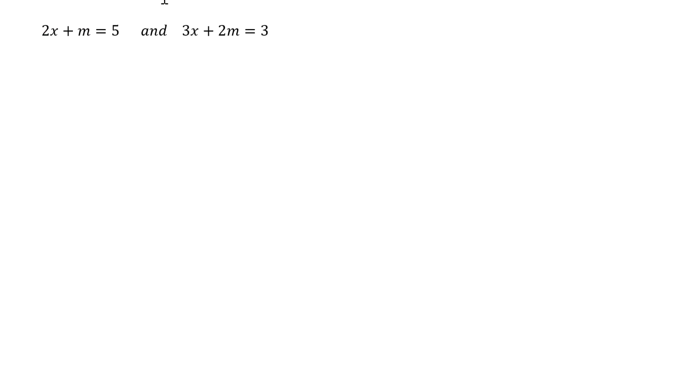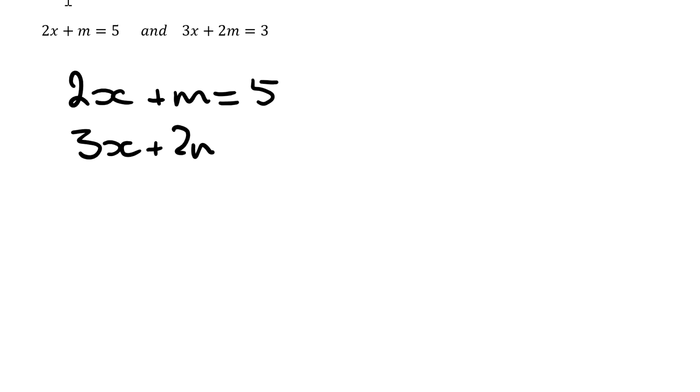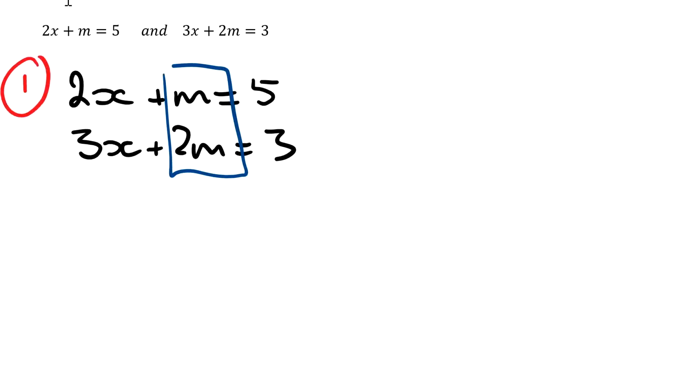One more. Now notice here, we have a problem. If I write 2x plus m equals 5 and 3x plus 2m equals 3, nothing's the same. So when this happens, you need to choose one and multiply it by some constant to get it to the same. So I'm going to focus on getting rid of the m's. Now what would I need to multiply my equation 1 by to get it to 2m? So I'd need to multiply it by 2.